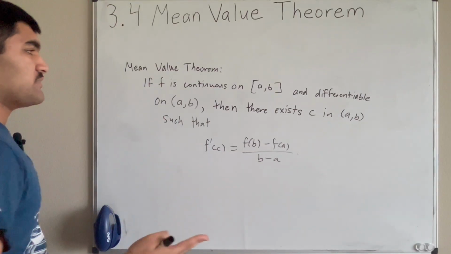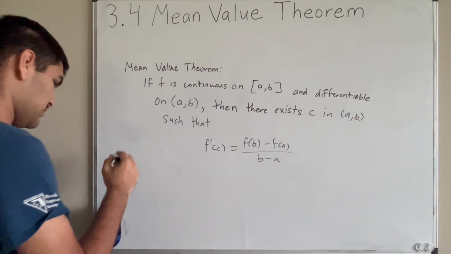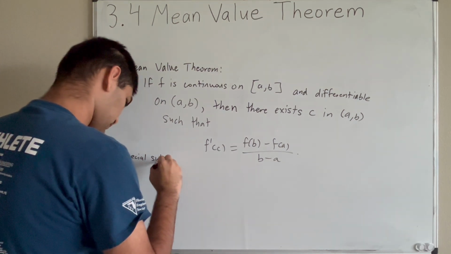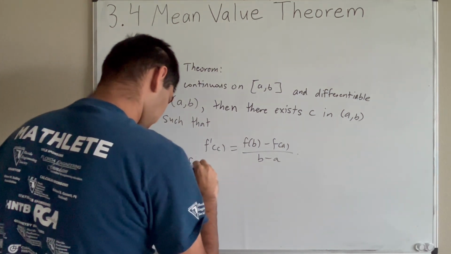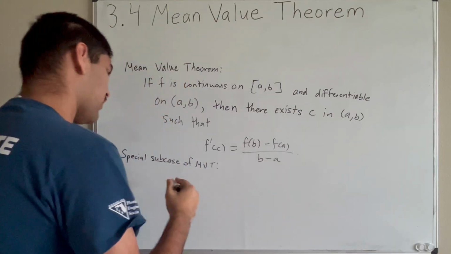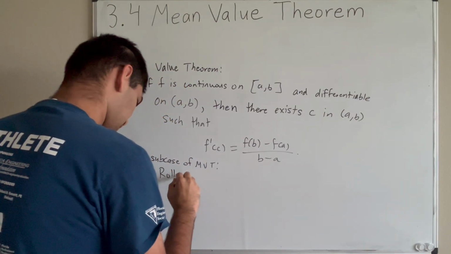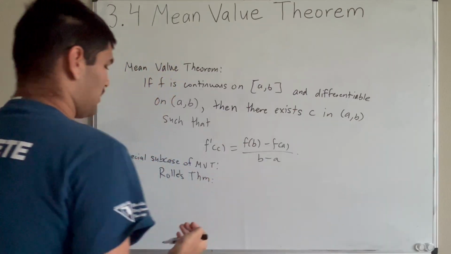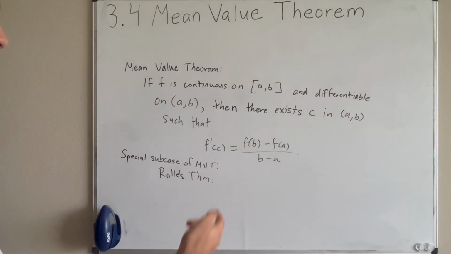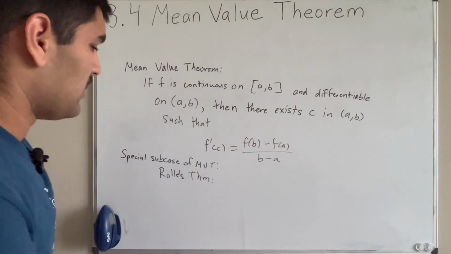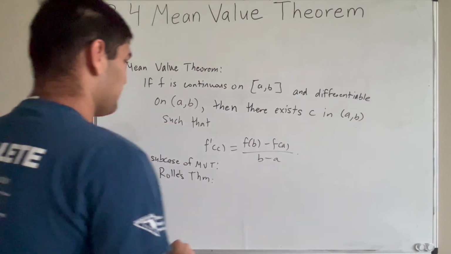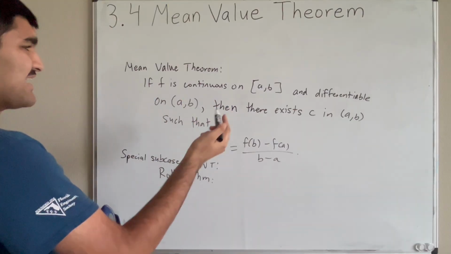So there is another special subcase of the mean value theorem, and it's called Rolle's theorem. Rolle's theorem is basically just the mean value theorem when f of b is equal to f of a, right? And the reason why it gets a special name, we'll see in a second. But basically, Rolle's theorem says the exact same thing as the mean value theorem.